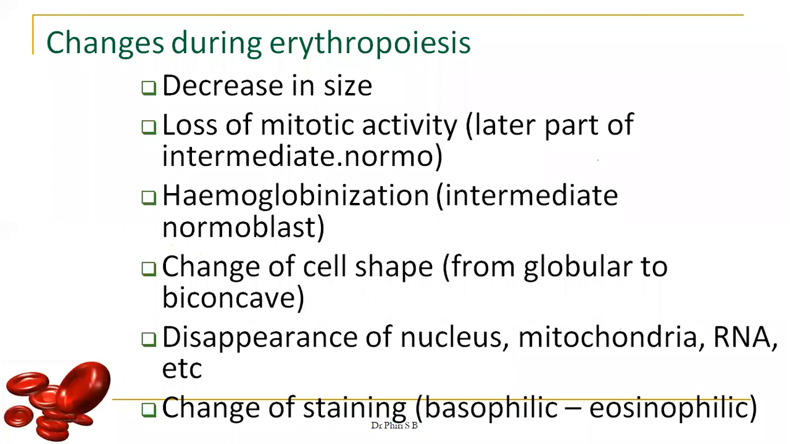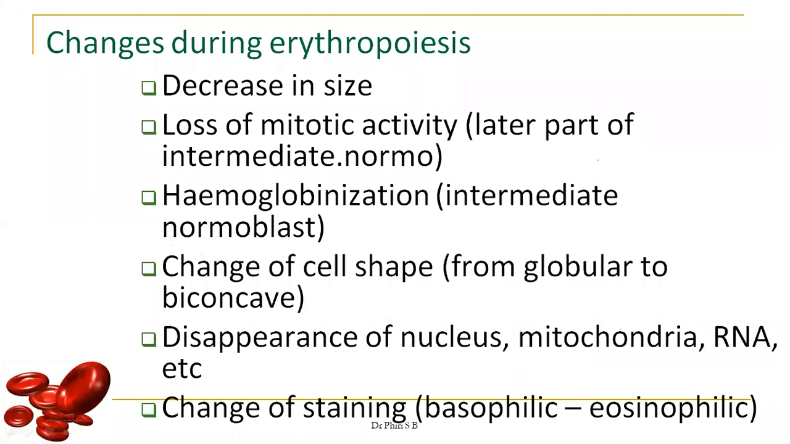Then there's disappearance of the nucleus, the mitochondria and RNA. You're talking of ribosomal RNA and also the RNA of this particular cell. So you don't want mitochondria, I already explained, because you don't want the red blood cell to be using a lot of oxygen. Then you also don't want the nucleus because you want to load this cell with a lot of hemoglobin. Then you also don't want a lot of RNA because RNA mainly is involved in translation. So once you have enough hemoglobin, then you're going to get rid of the RNA so that this cell is basically there for the purpose of transporting oxygen and carbon dioxide later on.